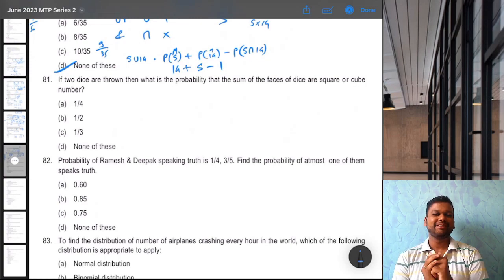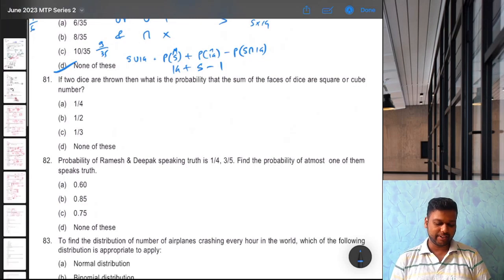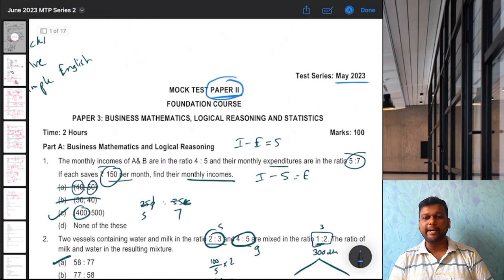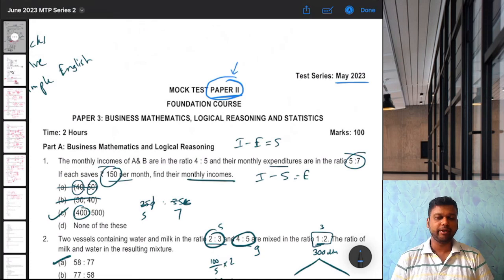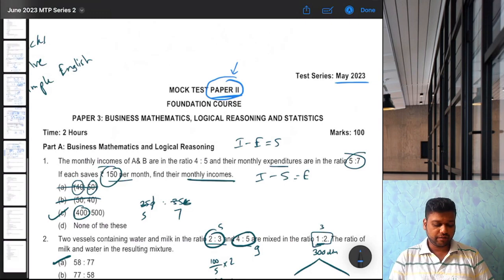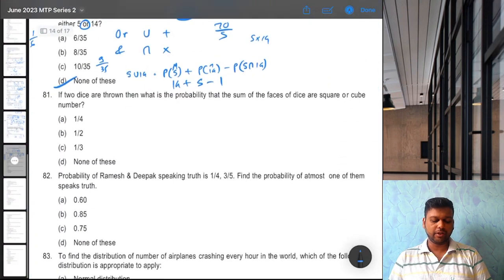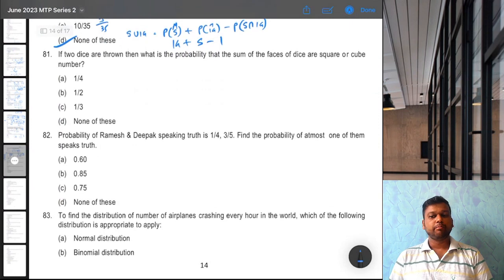Okay, hello everyone. So let's start with last 20 questions of June 2023 exam series 2 MTP. We were done with first 20 questions of statistics part. So let's go to last 20, 81 to 100. Before we start, some instructions as usual.